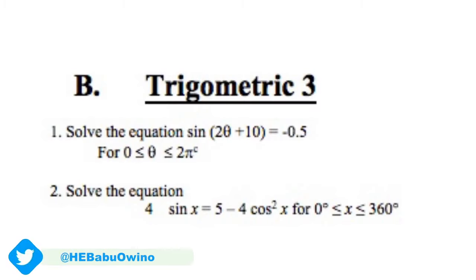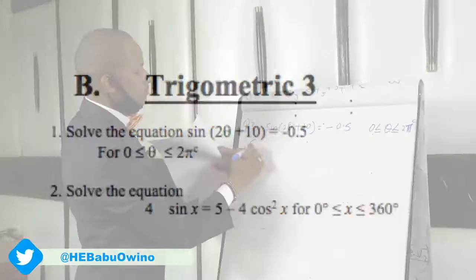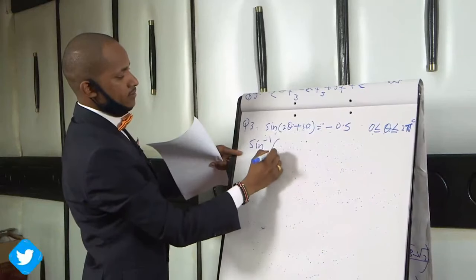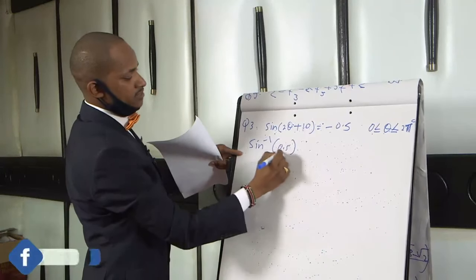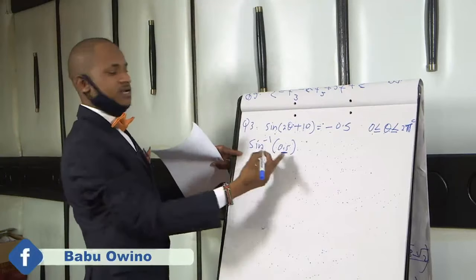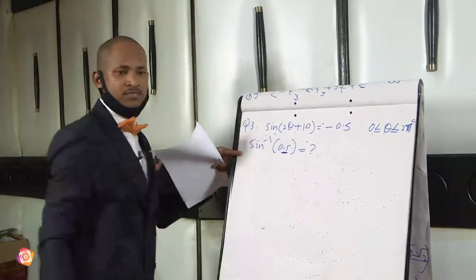But we are further advised for the values of theta greater than or equal to 0 and not greater than 2 pi radians. This sign means pi radians. So we want to find the values of theta. Number 1, find an angle whose sine is 0.5. Find an angle whose sine is 0.5. So which angle is that?